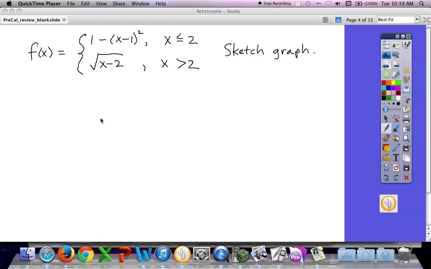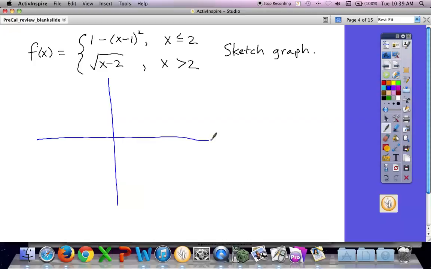Right? Sketch the graph. This is a fairly complicated graph in a way, but the principle is that on our background here, we're going to use one of these functions when x is less than or equal to 2. We'll use the other one when x is greater than 2. So let me make a dividing line at 2 so I understand. Okay, that's the dividing line. So we're going to use this one to the left and this one to the right.